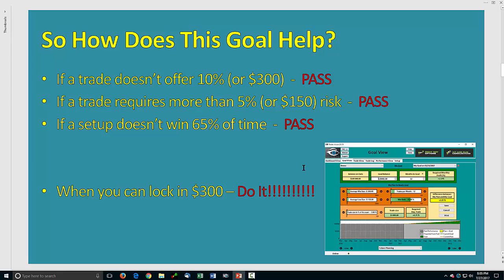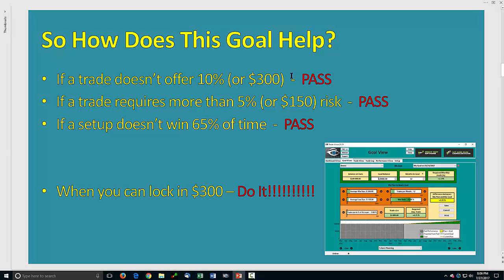So how does this goal help you? Well, the first thing it tells you is when I'm looking at charts and I come across something that doesn't give me the chance to make 300 bucks or a 10% gain, I just pass on the trade. It might be a chart you love, it doesn't matter. If you can't make your goal, you need to pass on the trade. The job is not to have all of your money 100% invested at all times and take every trade that you come across. The job of a trader is to take good trades and take the least amount of risk possible to achieve your goals.